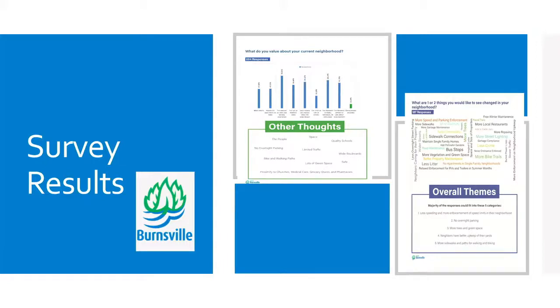And so it was speed limits, no overnight parking, more trees and green space, wishing neighbors had cleaned up their yards better, and more sidewalks and paths. And a lot of the other ones were crime, bike trails, noise, litter, things that maybe weren't always directly related to where we were headed with the zoning ordinance.